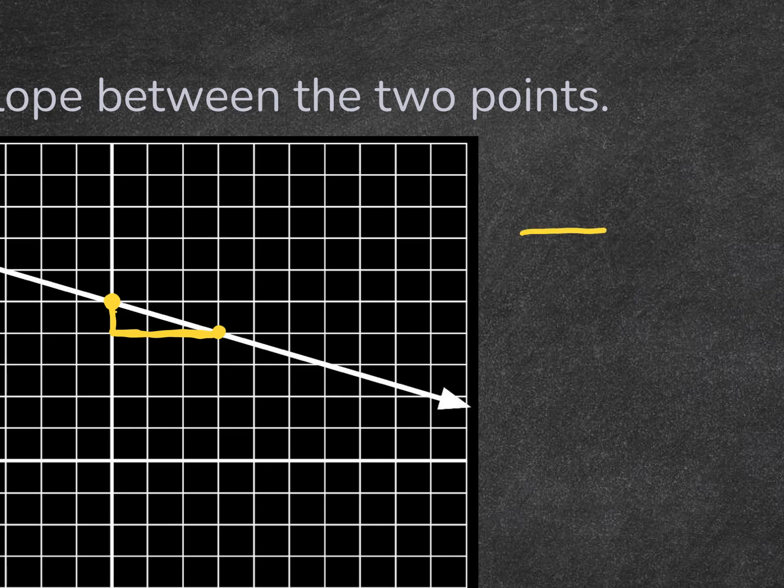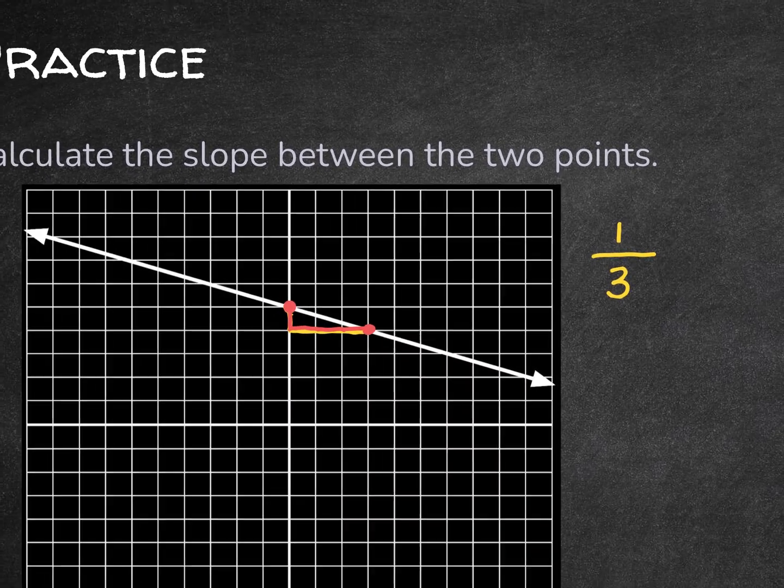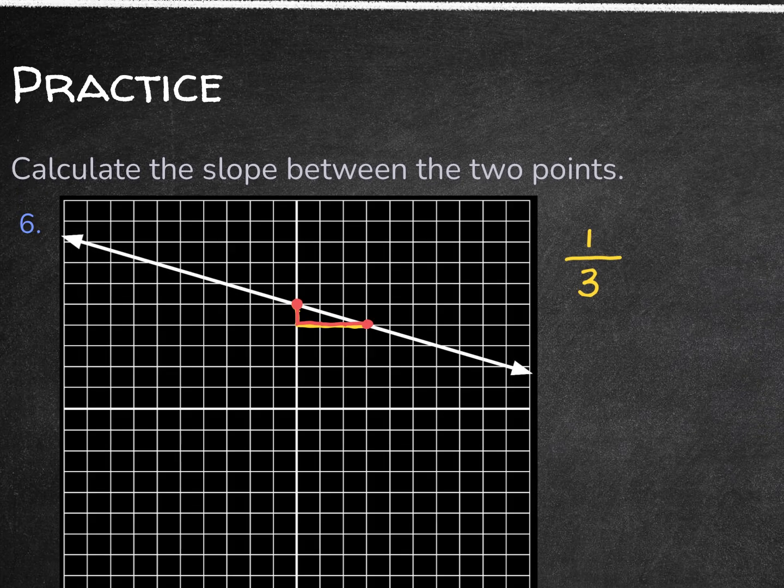So on top of my fraction is how many I'm going up or down. To get from my first point to my second point, I have to go down 1. And I have to go right 1, 2, 3. So the 1 is on top, the 3 is on the bottom. My line is going down when I go from left to right. And if my line is going down, it makes my slope a negative 1/3.